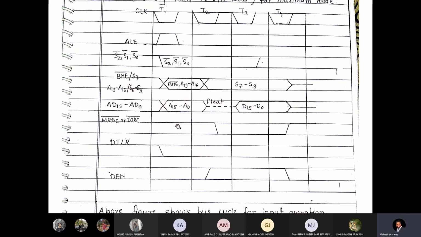Now tell me the changes for the memory and IO write, पहले वो देखते हैं। चेंजेस बोलो मेमोरी एंड आईओ राइट मैक्सिमम मोड के लिए क्या आएगा?